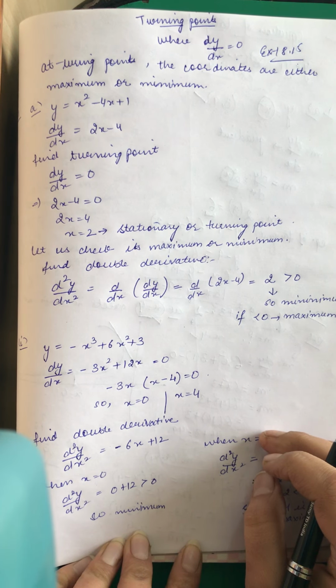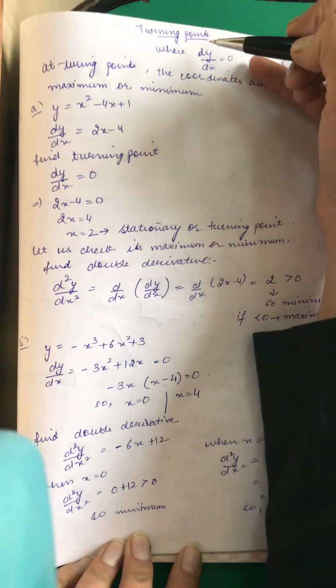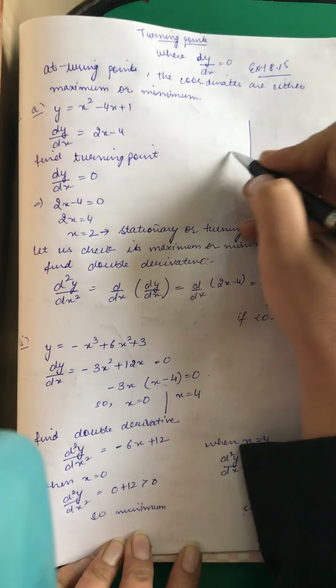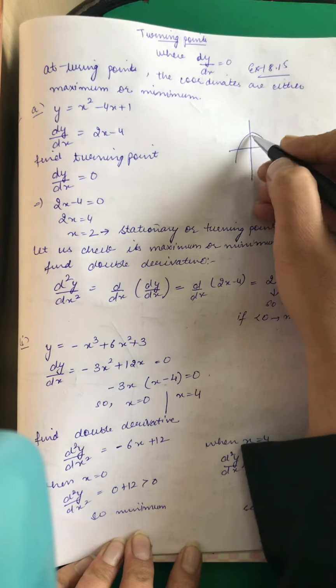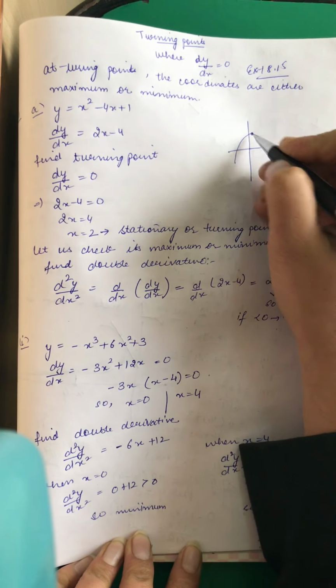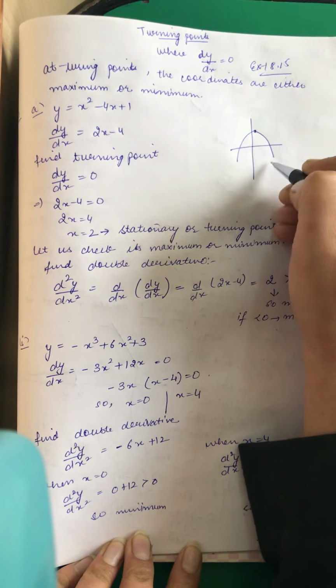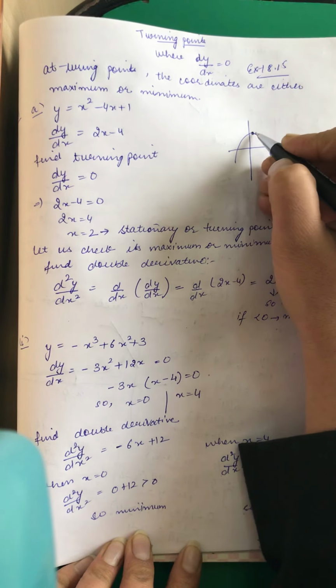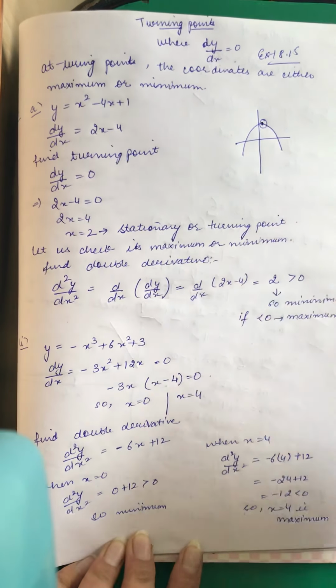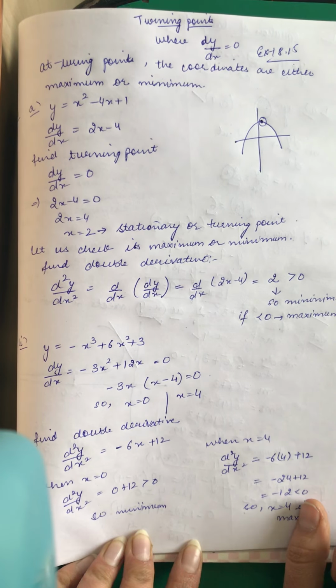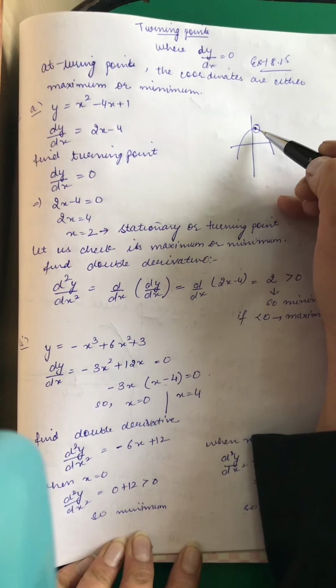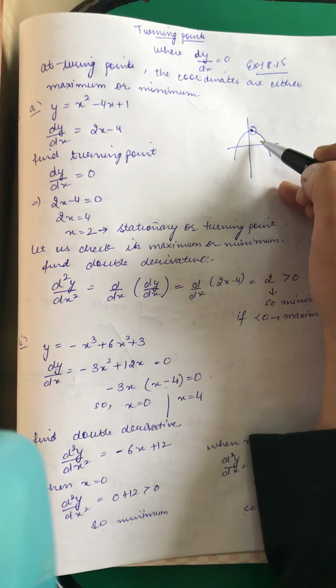Next we are going to discuss turning points. What is a turning point? Like we have this curve. Suppose this is the curve. The point where the curve is turning, when it is increasing and then it is decreasing, is the point where it is changing its sign. This is known as the turning point. And at the turning point, the point is either maximum or it is minimum.